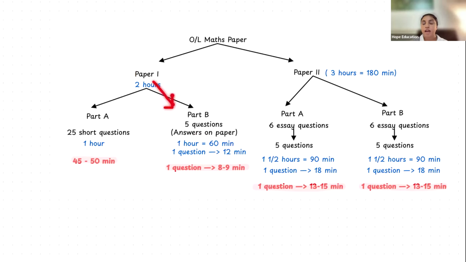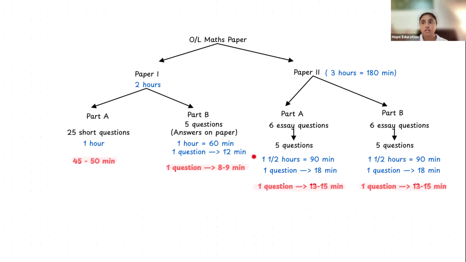So for part B, 1 hour means 60 minutes, right? And we have to do 5 questions now. We divide 60 by 5 and get approximately 12 minutes per question. Okay, that is paper 1, part A and part B.